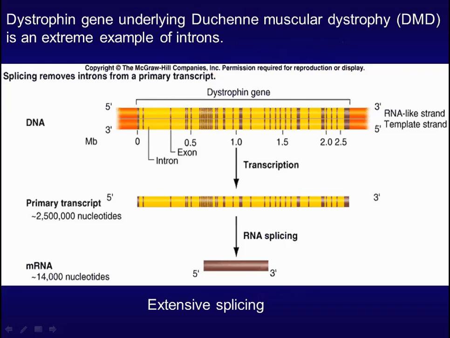This is an example of extensive splicing. The dystrophin gene is very large on the DNA. Transcription leads to a primary transcript with 2.5 million nucleotides. Splicing yields mRNA with only 14,000 nucleotides. Almost 95% of nucleotides are in introns and therefore removed.